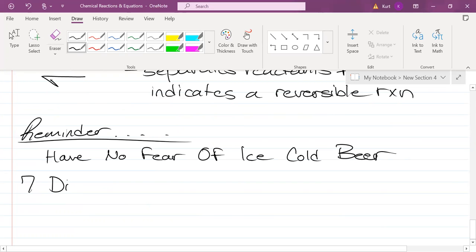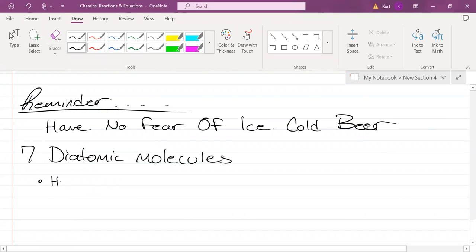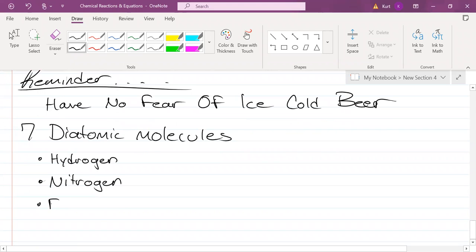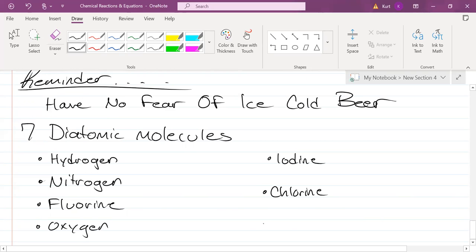There are 7 diatomic molecules. What are they? What does the H stand for? Hydrogen. What does N stand for? Nitrogen. What does F stand for? Fluorine, F-L-U-O-R-I-N-E. What does O stand for? What does I stand for? What does Cl stand for? Chlorine. And what does Br stand for?